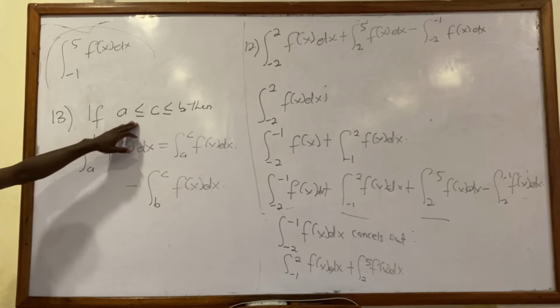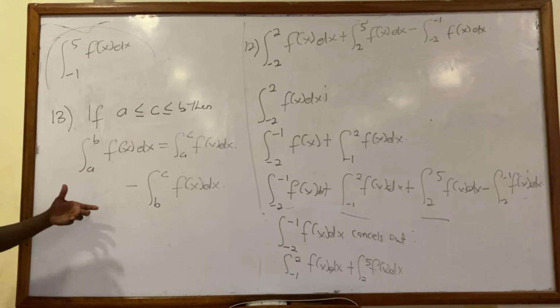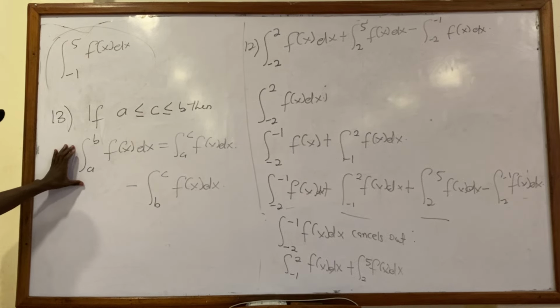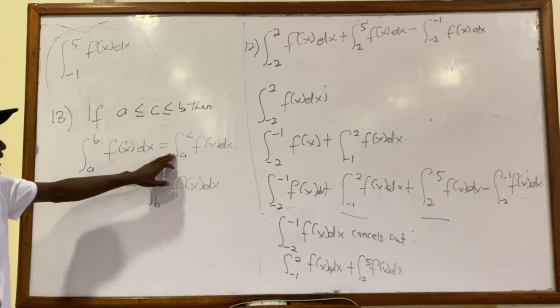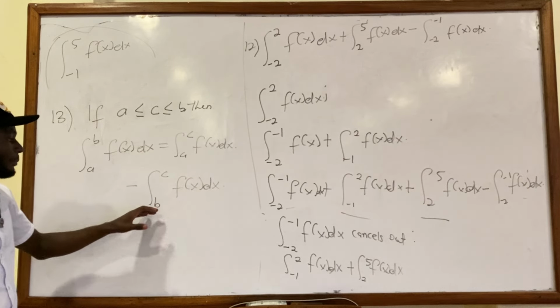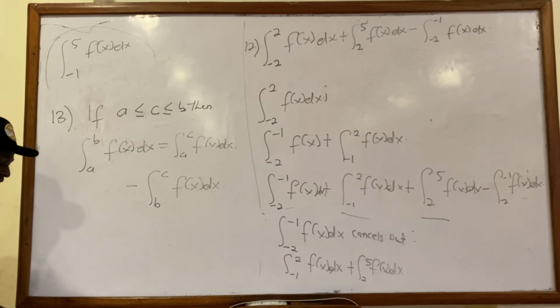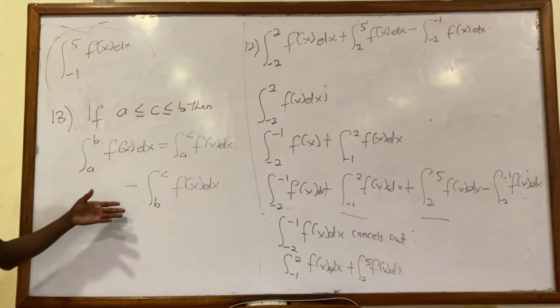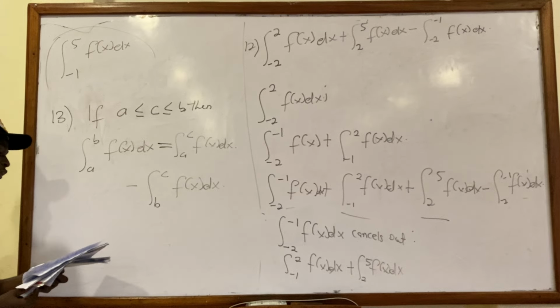If a is less than or equal to c, less than or equal to b, then they assume that the integral of a particular function from a to b should be equal to the integral of a particular function from a to c minus the integral of a particular function from b to c. So we need to verify if the given statement is really true.